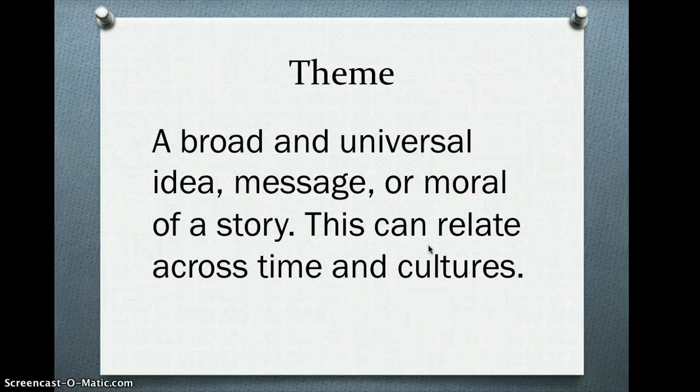That brings us now to theme. Theme is a broad and universal idea. It's a message or moral of the story. And the most important part of a theme is you know something is a theme if it can relate across time and cultures. It should be, again, universal, something that we can all relate to. Let me give you an example.